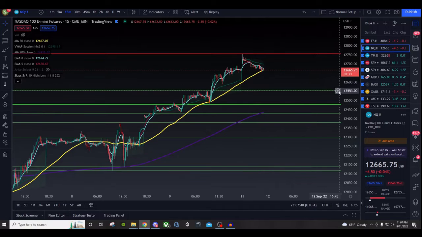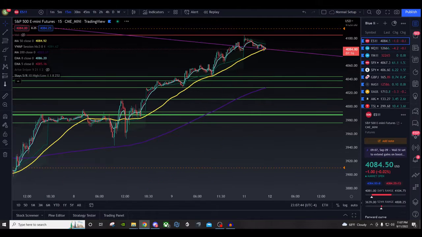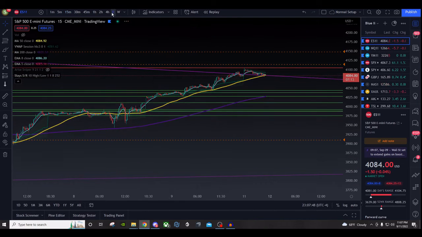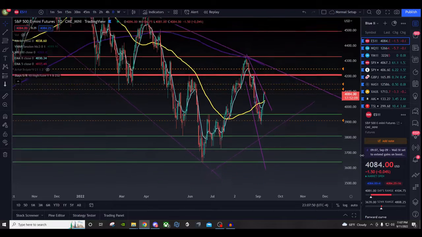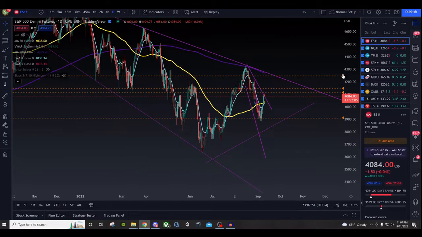Same thing with the NAS. The contracts are off. Like in NAS, they're off a pretty good amount. I don't really chart NAS much, but what I'm going to do here is zoom out and show you guys what I have charted here.